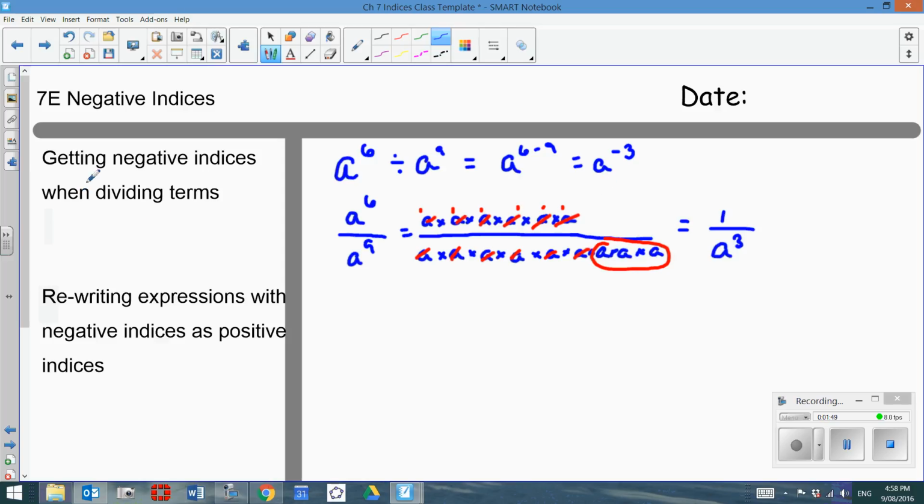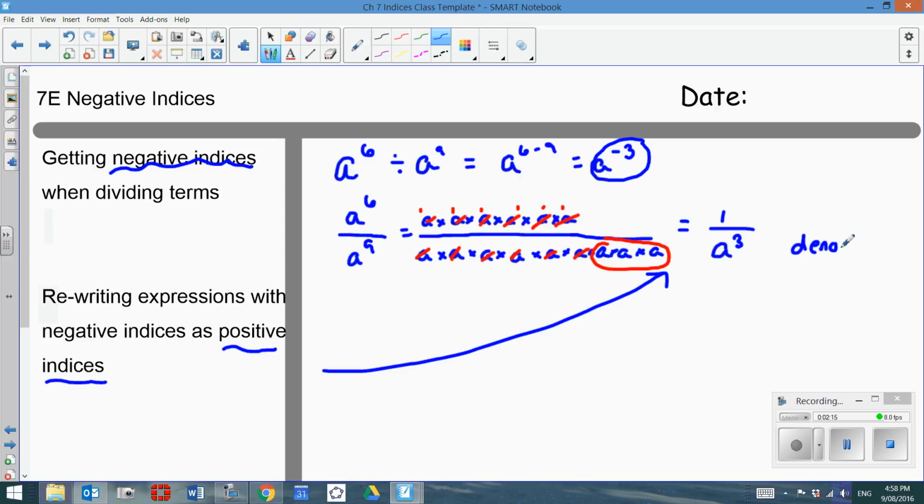So when we get negative indices, we can write them two ways. One way is with negative indices, which is what we did here. The other way is to rewrite expressions that have negative indices with positive indices, which is what we have right here. We have a positive 3, but notice it's in the denominator. So if we rewrite a negative index as positive, it switches from numerator to denominator, also known as the reciprocal.